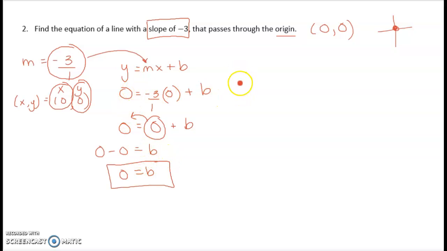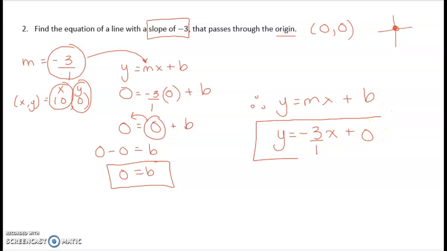So if we do our formula, so y equals mx plus b, written in proper form. Okay, so y equals, our slope is the -3x, and you can put a 1 underneath if you want. And then our y-intercept is 0. So there's your final answer.